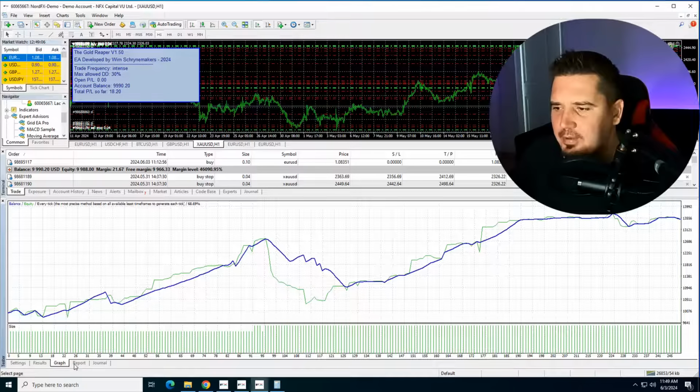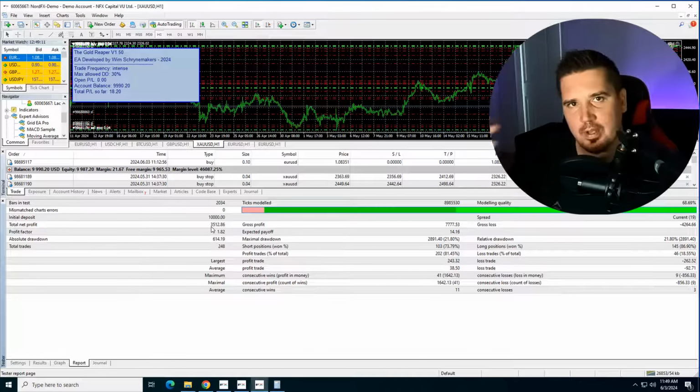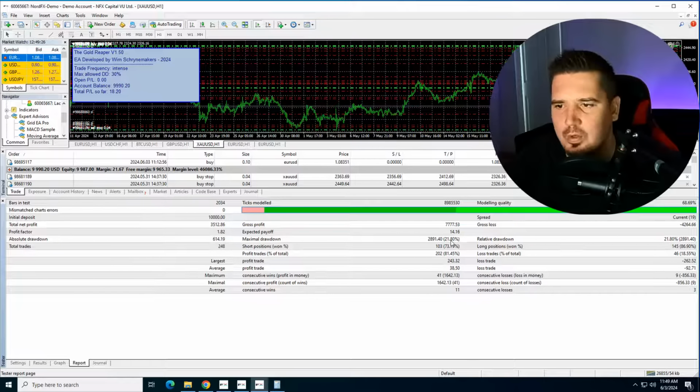I just quickly want to have a look at the report. So we made roughly 3,500, so 35% in a period of 5 months. But we had a reasonable drawdown. So our drawdown was 21%, which is relatively good. Our modeling quality over here for some reason isn't 90%.